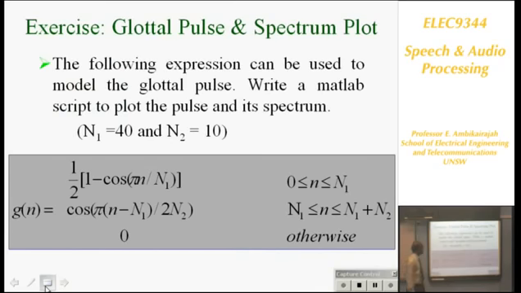And here's an exercise where you have been given g(n), the glottal model equation, and you have to write a MATLAB code to plot the pulse and its spectrum. You should try this out in your lab to get an idea of what the glottal pulse and the glottal spectrum are.